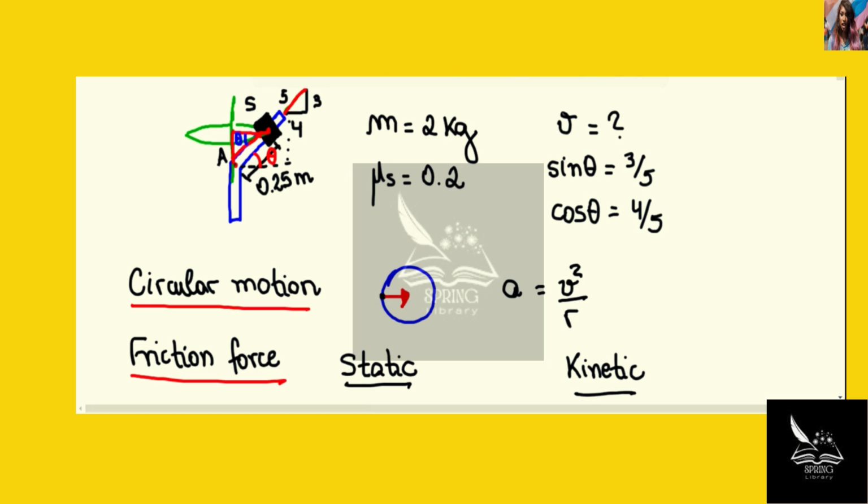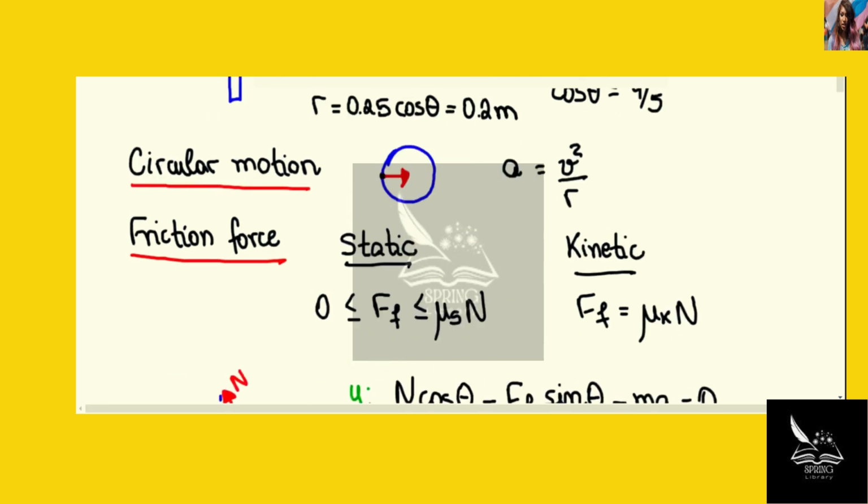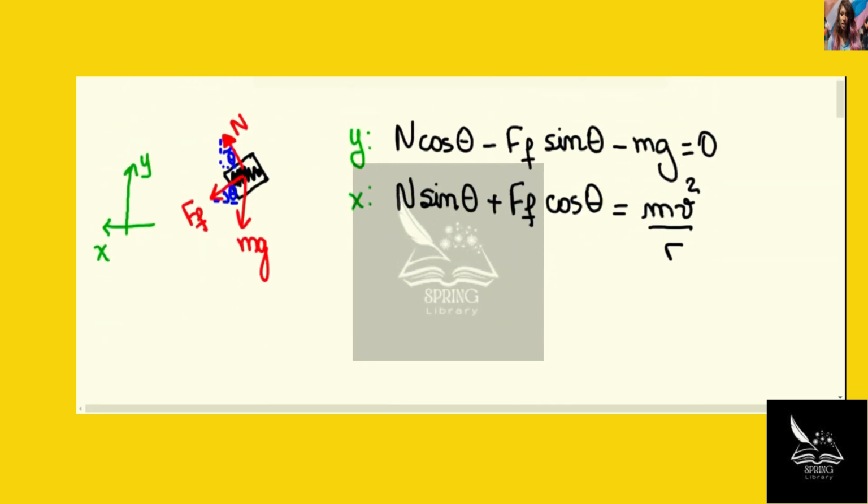So this here is theta. So we have that r is equal to 0.25 times the cosine of theta. So it's 0.25 times 4/5, so that's 0.2 meters. So that's r. Okay.